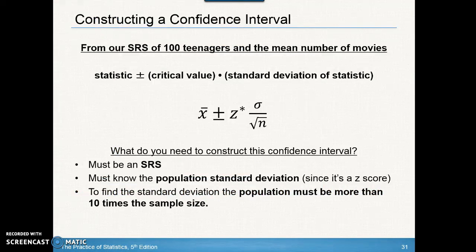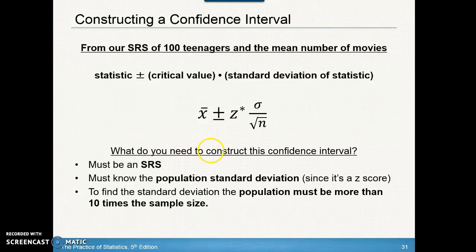When we're taking a look at our confidence interval, what do we need in order to construct it? Number one, we're talking about sampling means, so we are using the sampling distribution of sample means. That normal curve that we got our critical z-score from is from the sampling distribution of taking 100 teenagers, finding the mean number of movies, and doing that over and over and over again.